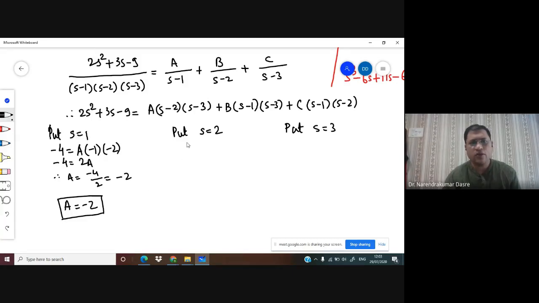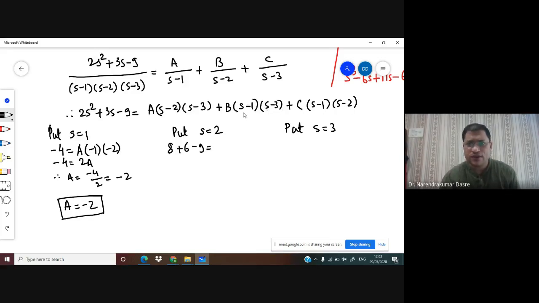Now we have to think of B. If I put s is equal to 2, then we have to put 2 here, so it will become 4, 4 2s are 8. So it is going to be 8 plus 6 minus 9 is equal to. Here we are putting s is equal to 2, so this term is going to be 0, so the product is going to be 0. Here this term is going to be 0, so the product is going to be 0.